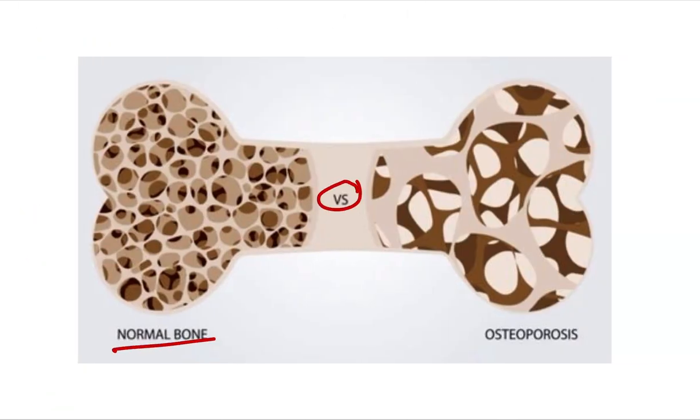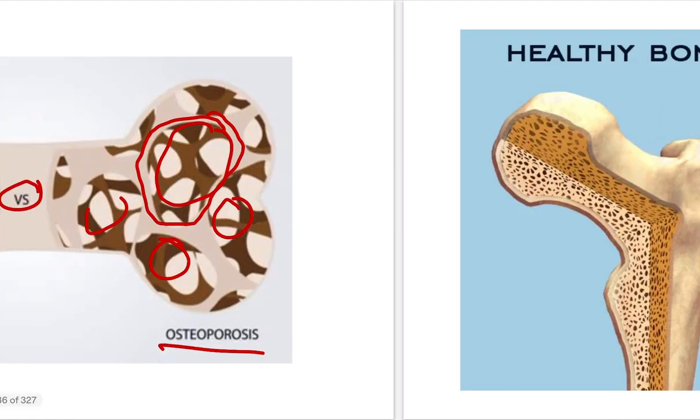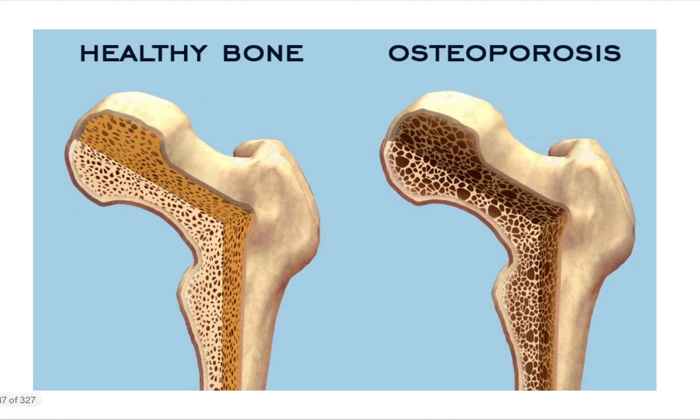In normal bone, there is a broad area of trabeculae. Here we can see these trabeculae, and the trabeculae are usually thick, but in case of osteoporosis, the trabeculae become thin and big holes form in them, because the calcium and phosphate are removed from the osteoporotic bone.